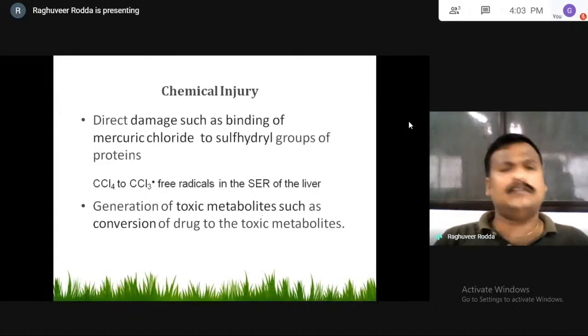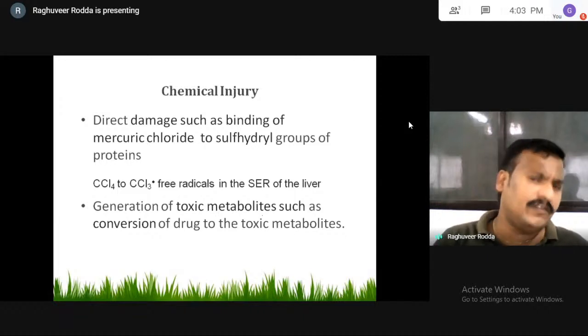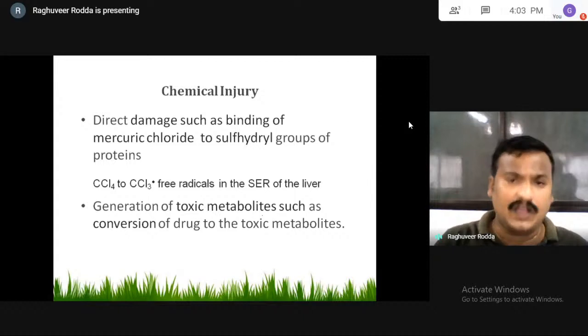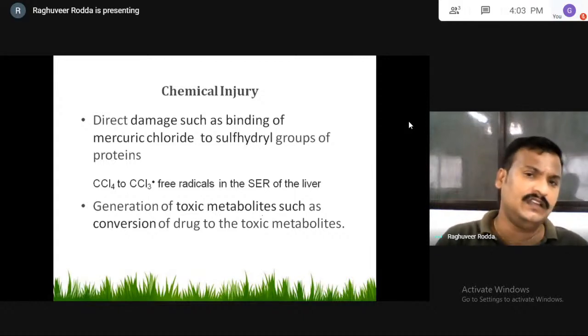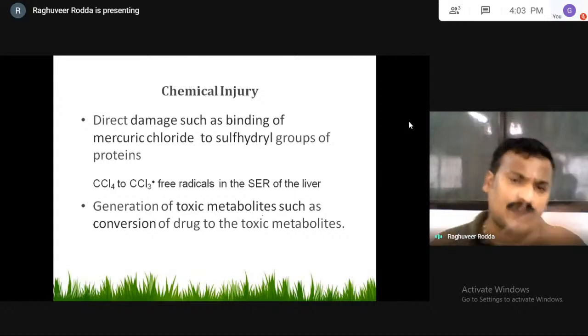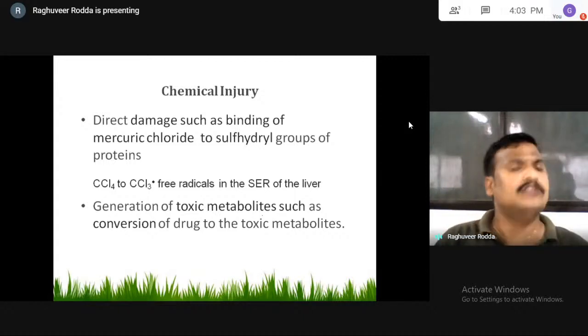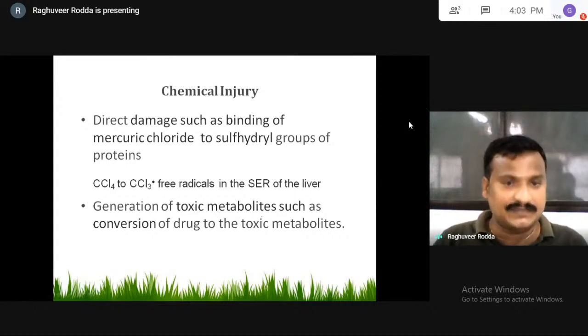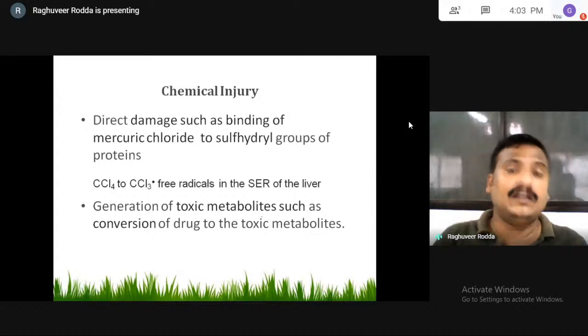Now come to another type of cell injury: chemical injury. How does chemical injury take place? Apart from physiological causes, aging, and genetic features, how do chemicals cause injurious conditions? The best example is mercury chloride damage, which is done to various organs.